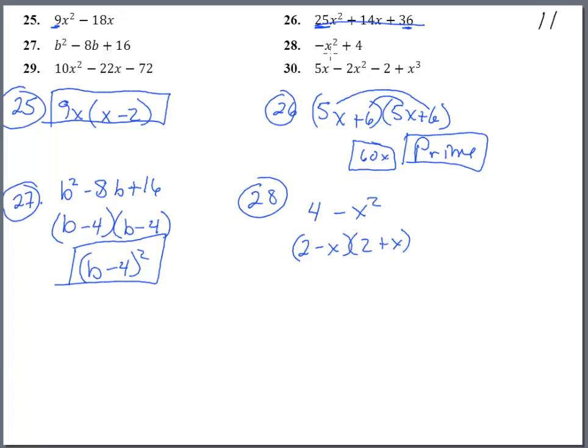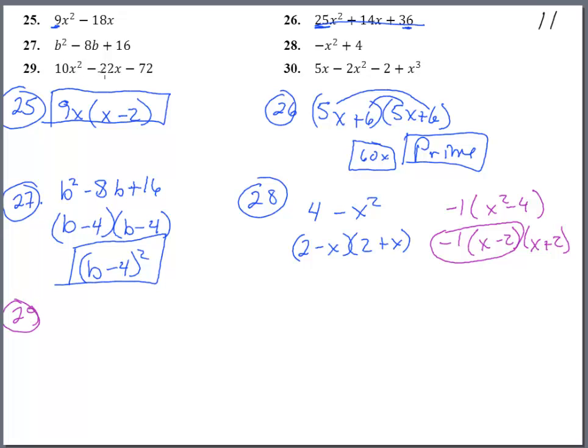If you would have liked to, you could factor out the negative 1 and have this alternative answer, negative 1 times x squared minus 4. And then you would have negative 1 times x minus 2 times x plus 2 with the difference of squares there. You'll notice that this is the same as that one. Both are correct, and it really doesn't matter which one you do. Number 29.